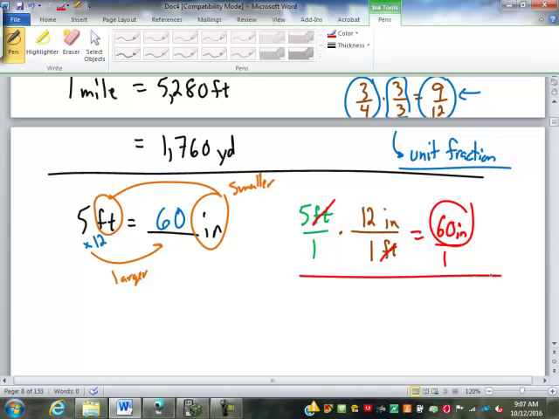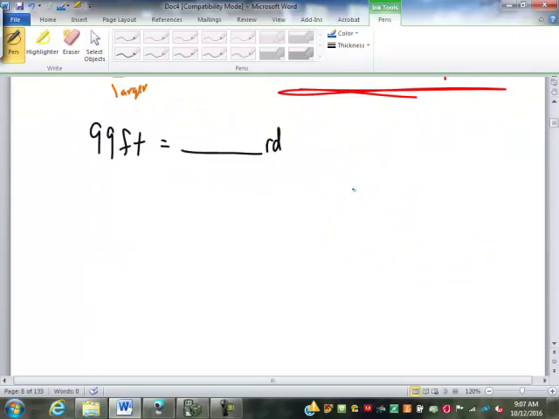Now here that seems kind of tedious because most of you know how to work with inches and feet well enough you don't need to do that. But what if I give you 99 feet and I ask you to turn it into rods? Well, we haven't worked with rods enough to know exactly how to convert them. So let's start out with our 99 feet, put it over 1. Since feet are on top, we're going to put feet on bottom to get rid of them, going to rods.